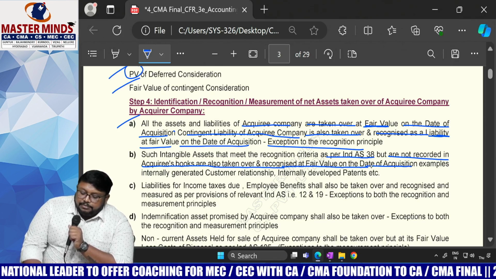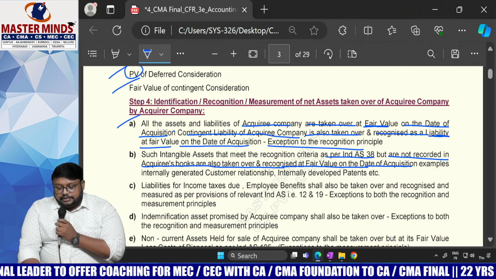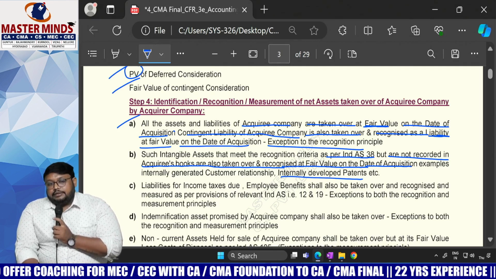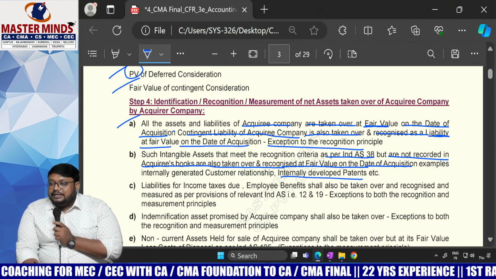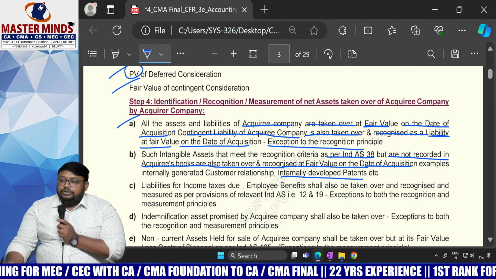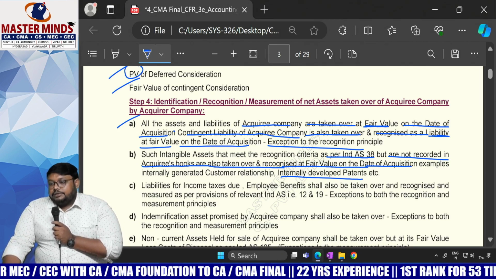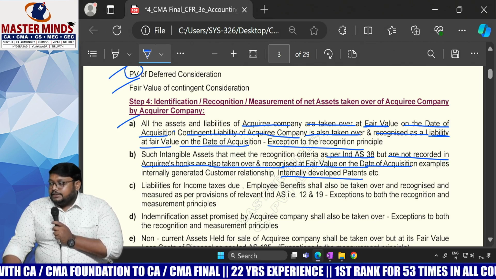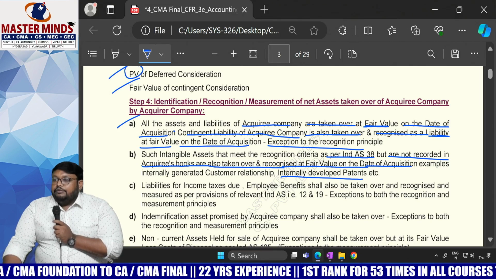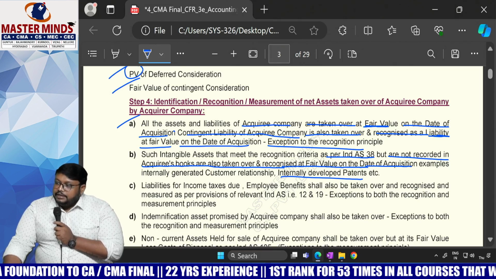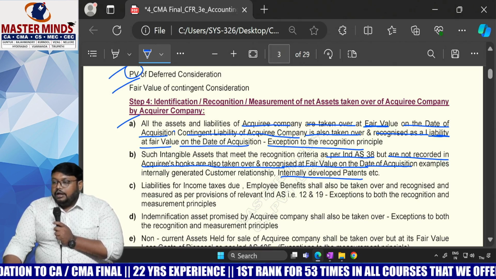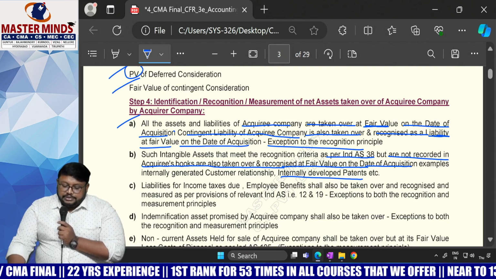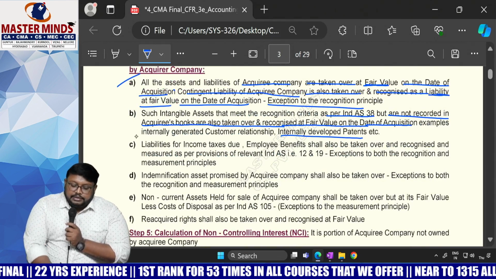Just for example, internally generated goodwill or internally generated customer relationships or internally developed patents, etc. Internally generated intangible assets, generally we should not record in the books of accounts. So that's why they followed that, and they have not recorded such assets in the acquiree's books, but still for acquisition purpose we have to identify that kind of assets also, and they will be recognized at fair value on that particular date of acquisition. And this is the point, Nana.